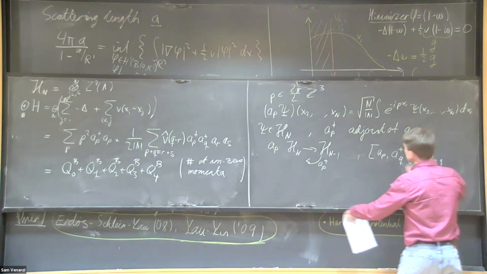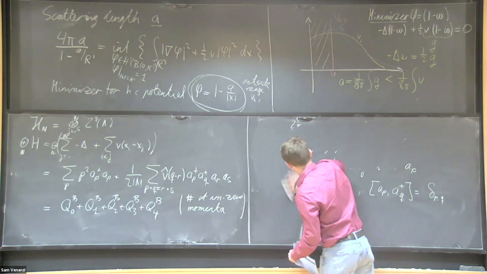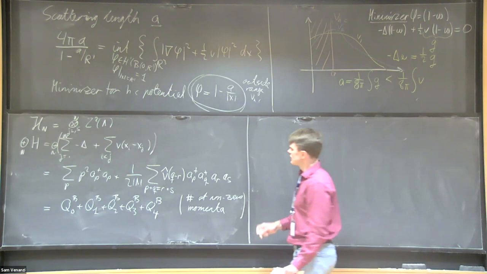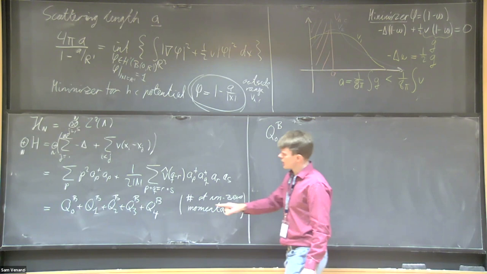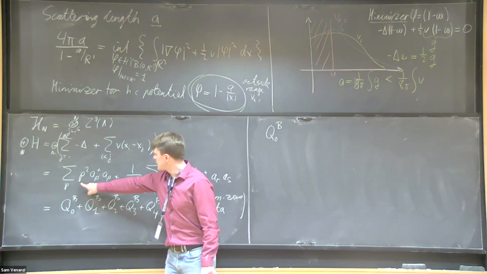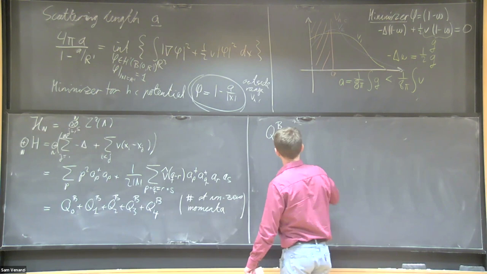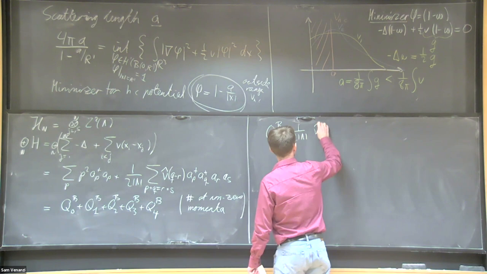The first one is easy. If I want to have no non-zero momenta, that means all of the momenta have to be zero. I don't get any kinetic energy because the coefficient would be zero. But over here, I get 1 over 2 times the volume, and then I get a V hat of 0, and an A0 dagger, A0 dagger, A0, A0.